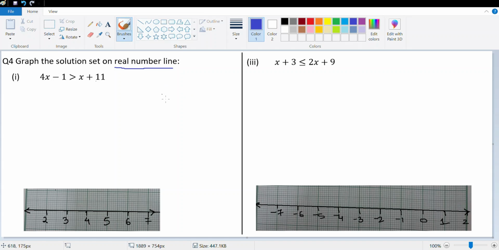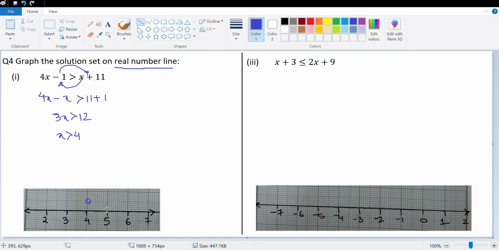It says 4x minus 1 is more than x plus 1, and yeah, that's about it. So let's take x on the left hand side and negative 1 on the right hand side. So 4x minus x is more than 1 plus 1. 3x is more than 12, which means x is more than 4. Which means 4 as a solution is not included, so I'll put an empty circle on 4.